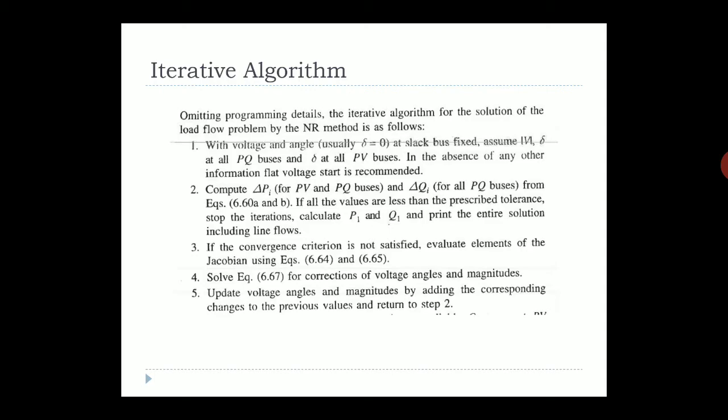How we evaluate, I will explain. If our assumption is not correct, which is actually the case, we have to find out the Jacobian. Now we solve this equation. The equation is nothing but this matrix, to find the correct values of voltage angles and magnitudes. Now update the voltage angle and magnitude by adding the corresponding changes to the previous value and return to step 2. So we update. Now we have the newer values of delta and V. We update the values of delta and V for every bus, and then we continue our iteration.